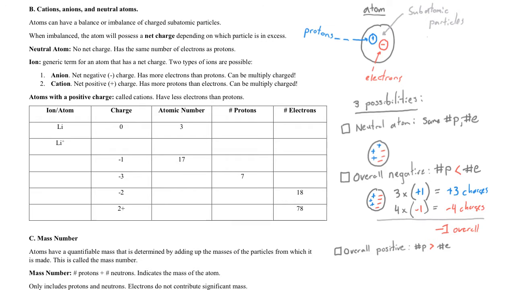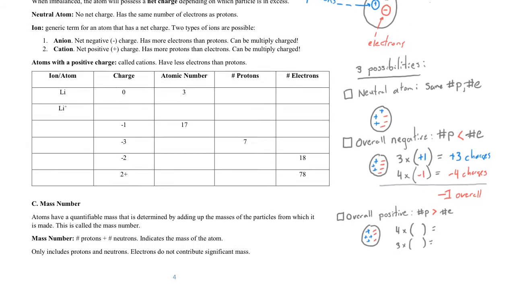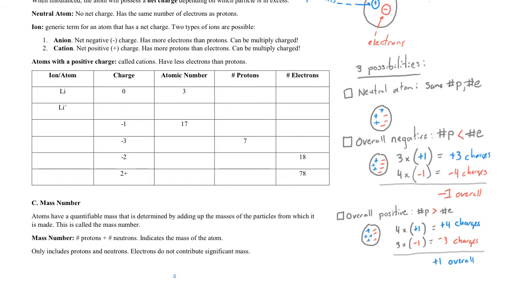Now, what if we had more protons than electrons? In that case, we would have a net positive charge because there are more positive charges, protons, than electrons. Now, to simplify matters, we have some terms that help us describe these various situations. The first term is a neutral atom. A neutral atom has no net charge. This happens because we have the same number of electrons as protons.